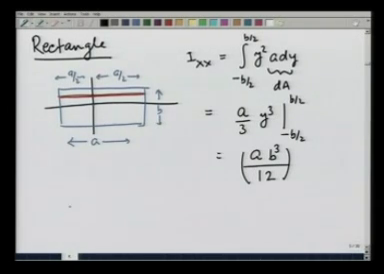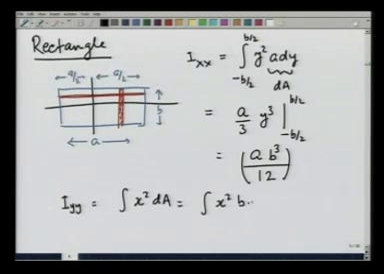Similarly, when I calculate I_yy, for that I choose a strip parallel to the y axis and calculate the integral of x² dA, which now becomes x² b dx, with x varying from -a/2 to a/2, and this comes out to be a³b/12.